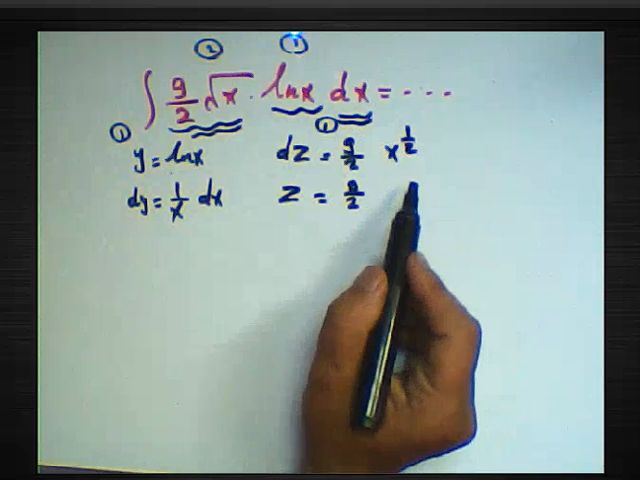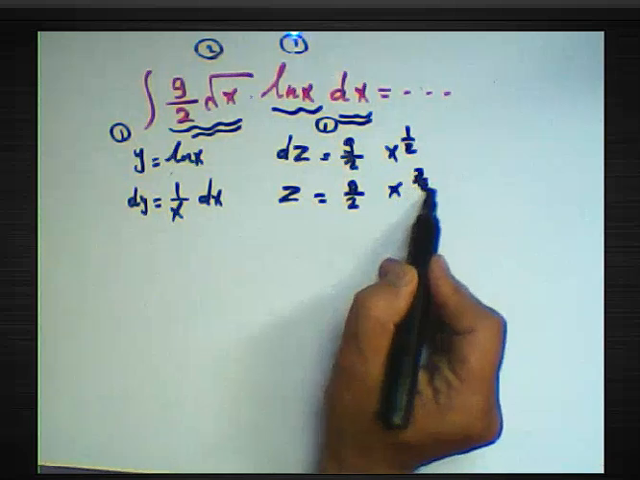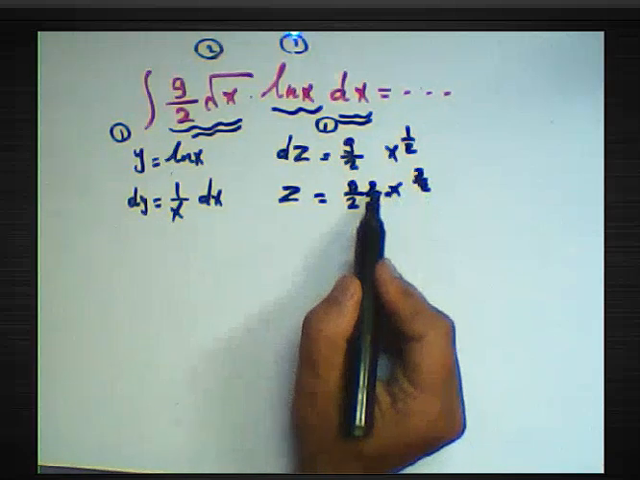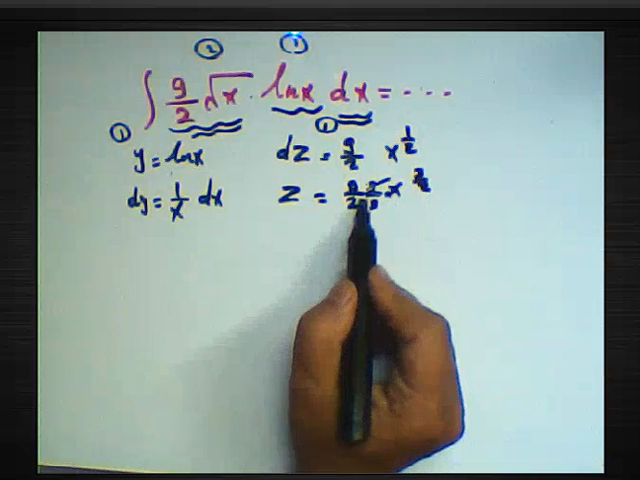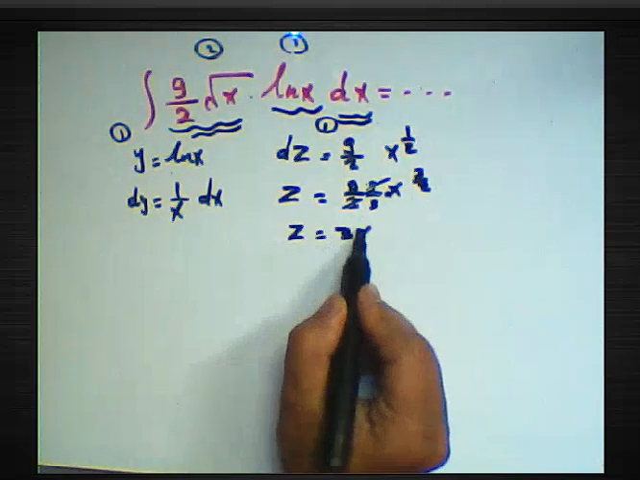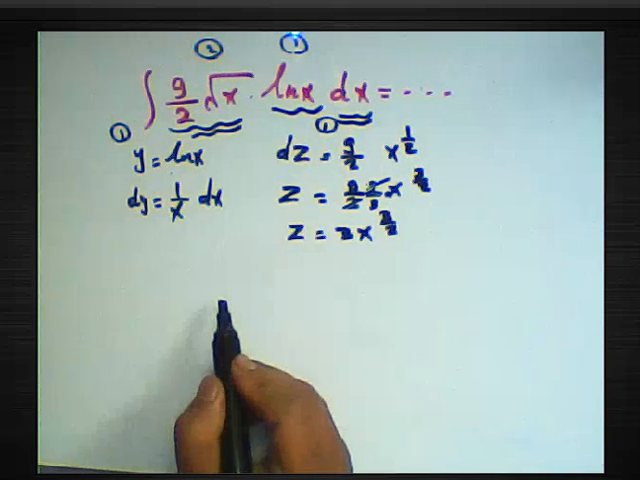We must add 1 to the power, it will be 3 over 2, and divided by the new power, it will be 2 over 3, because we divided by 3 over 2, it will be 2 over 3. And we can simplify it here: 9 divided by 3 equals 3, then z equals 3x power 3 over 2.